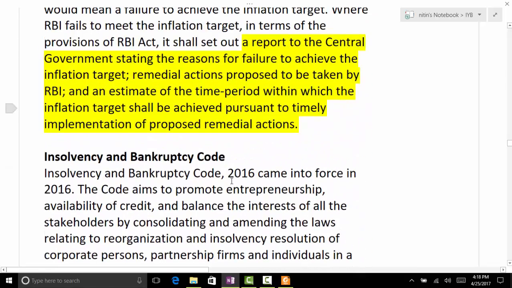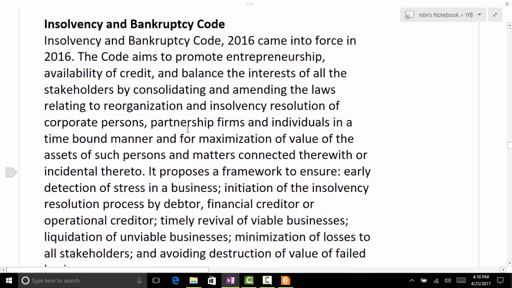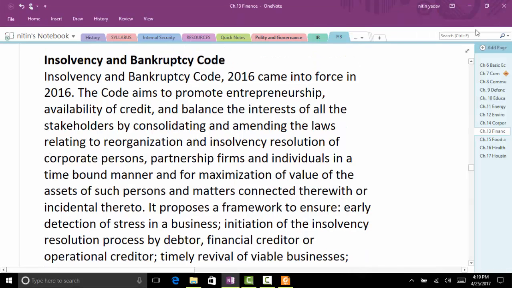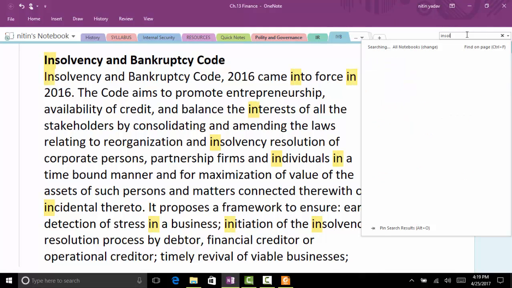Then this Insolvency and Bankruptcy Code, you read it. It's not given much in this yearbook, so it's better you read it from your other sources. It's important, very important. This act is the Insolvency and Bankruptcy Code. So what you can do, if you just find someone, you can search that as well.